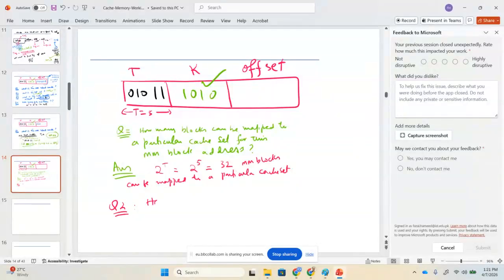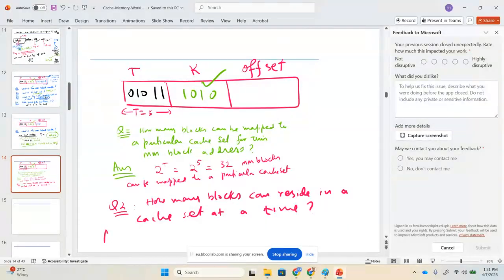How many blocks can reside in a cache set at a time? What is the answer? Okay, there are 32 memory blocks that can be mapped to a particular cache set, but how many of them can reside in the cache set at a time? Anyone may answer.